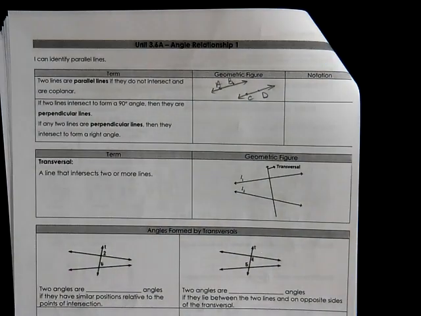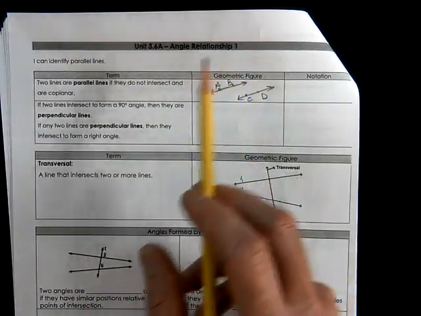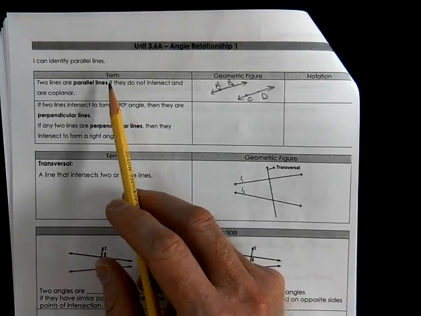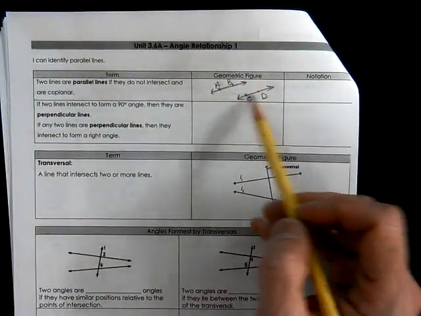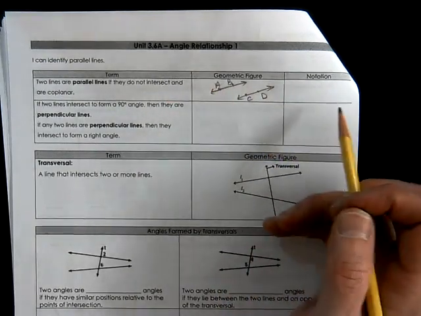This is Geometry 3.6a, talking about angle relationships, day number 1. Particularly talking about parallel lines. So parallel lines are two lines that do not intersect. They have to be in the same plane.